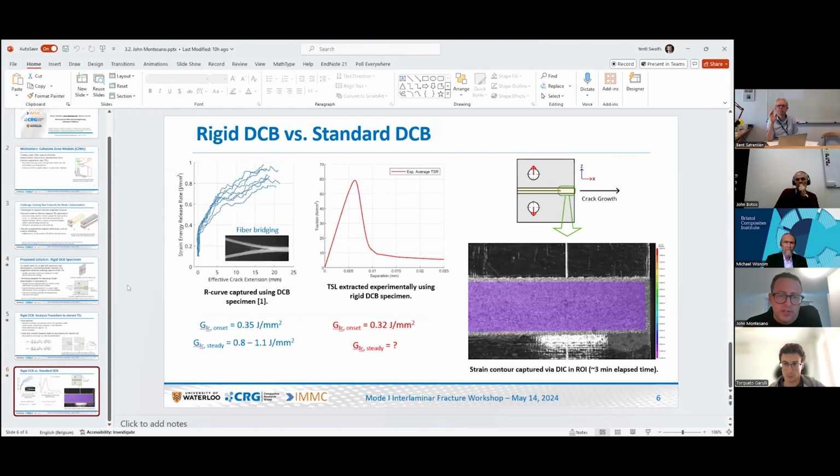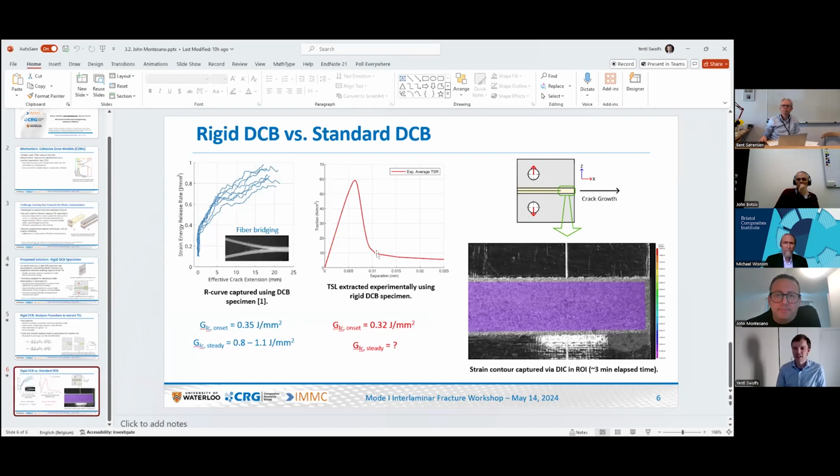So to answer your question, we did not observe fiber bridging, and as a result, we didn't compare the steady state G1C values between the two samples. So at this stage, we can have confidence that at least the onset is consistent between the two sets of specimens. John, isn't this tail here?